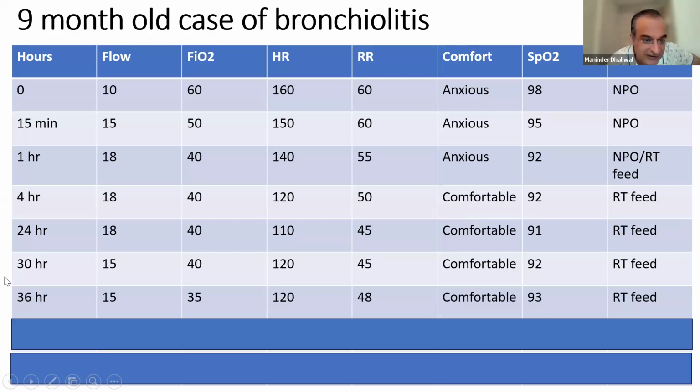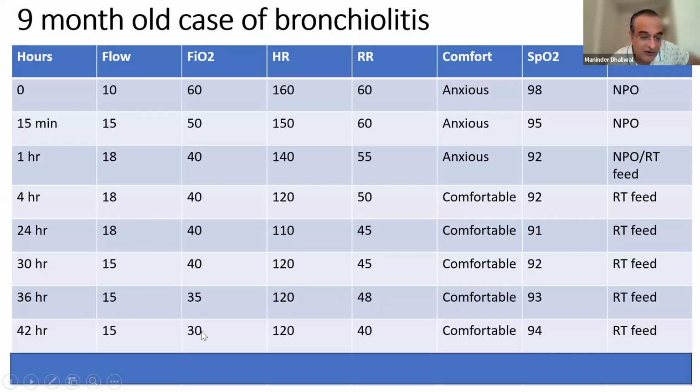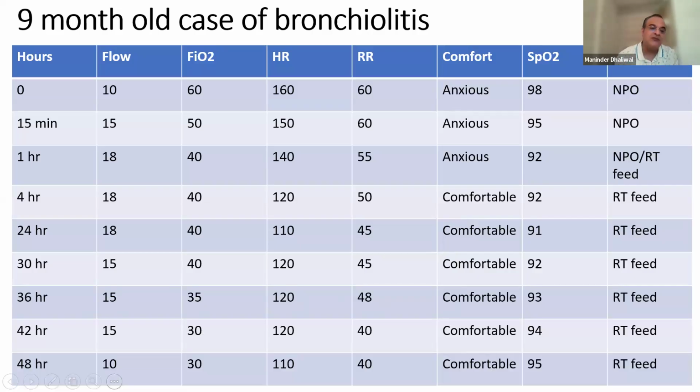So after 6 hours, again, I maintain the flow, but I decrease the FiO2 to 35. And I see the patient is still comfortable. Respiratory rate is still within range. Heart rate has not gone more than 10%, and saturation is okay. I again decrease after 6 hours, I decrease the FiO2, and again after 6 hours, I decrease the flow. So when it comes to 1 liter per kg per minute, at that point, I can disconnect my HFNC, or some people take it 0.5 liter per kg per minute.